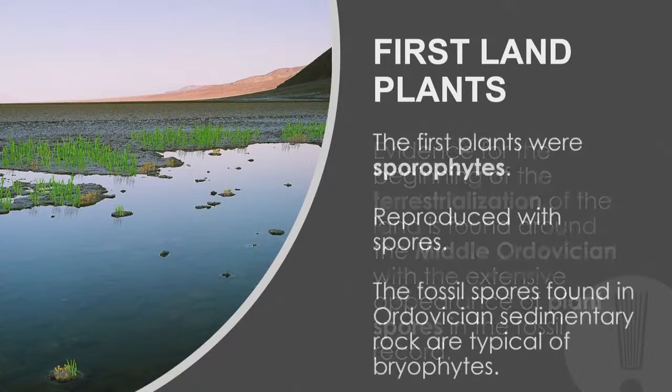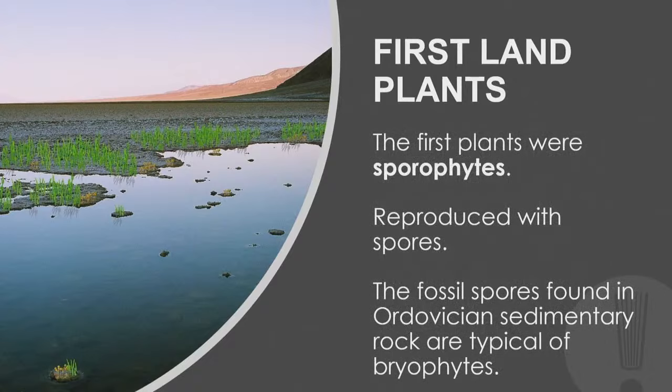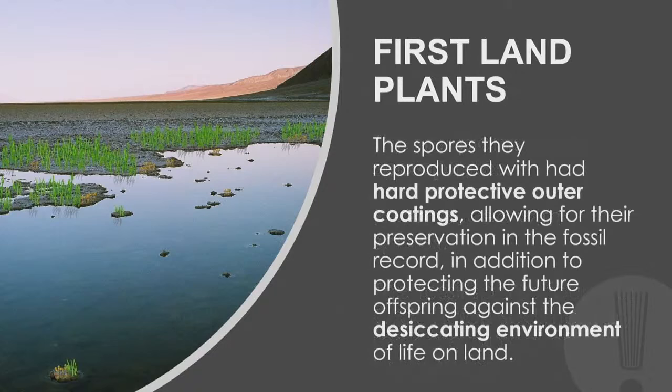The first plants were sporophytes. They did not reproduce with seeds like most plants do nowadays. They reproduce with spores, similar to fungi. These fossil spores are found in Ordovician sedimentary rock, and they're typical of modern-day bryophytes.